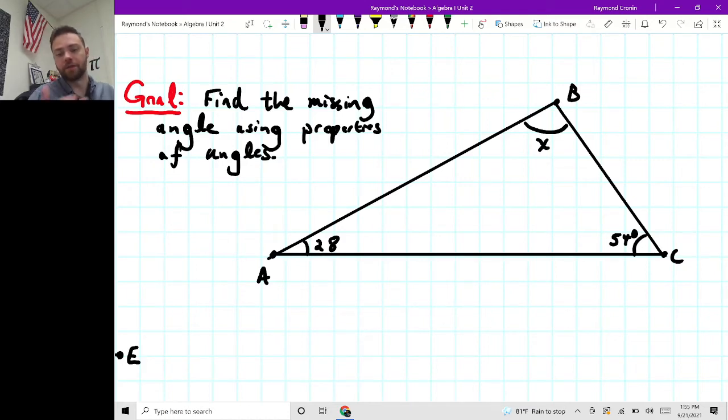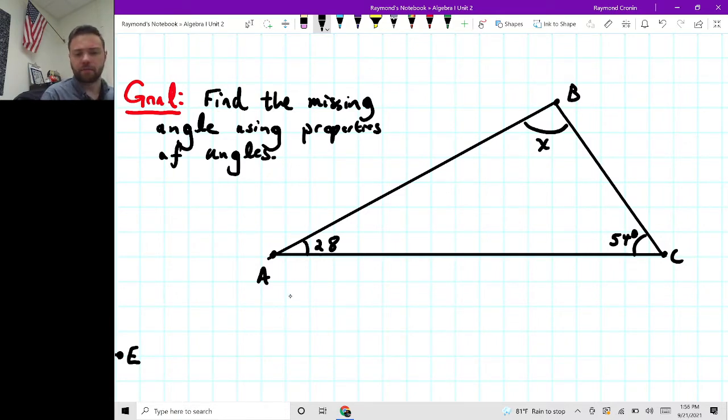Alright, so I'm going to do another video over this because I'm getting a lot of questions and a lot of students are kind of struggling with this. So our goal is to find the missing angle using properties of angles, and we're going to start with talking about the properties of angles in a triangle.